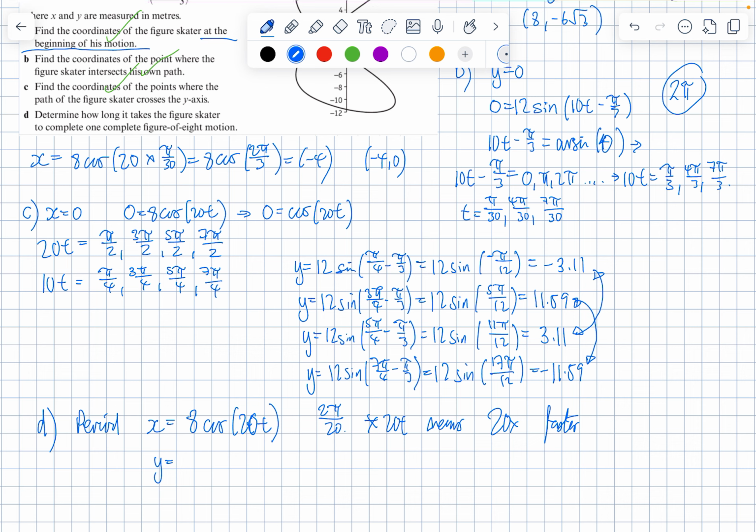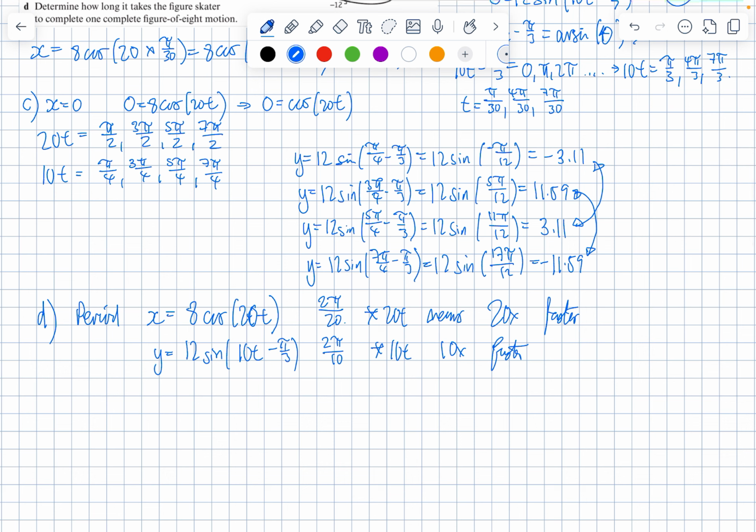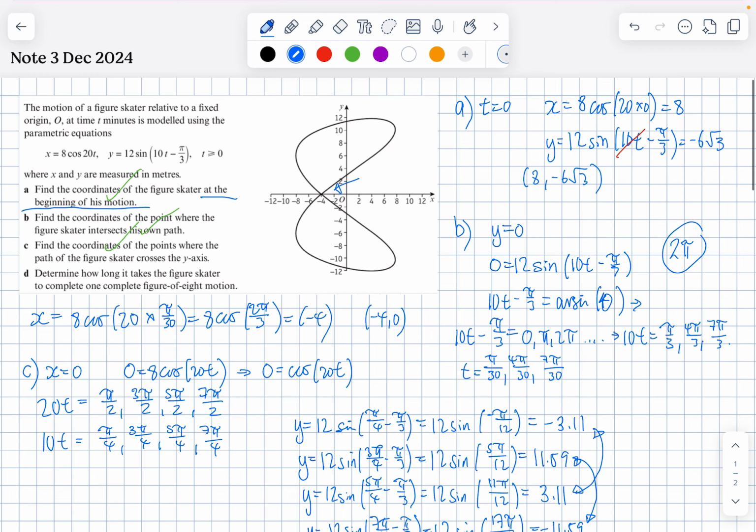And for y, we've got 12 sine of 10t minus pi over 3, so the period for that is 2 pi over 10. In the same way, we've got 10t, that means 10 times faster. So the period is the shortest one, 2 pi over 10 in minutes. And that's our answer.